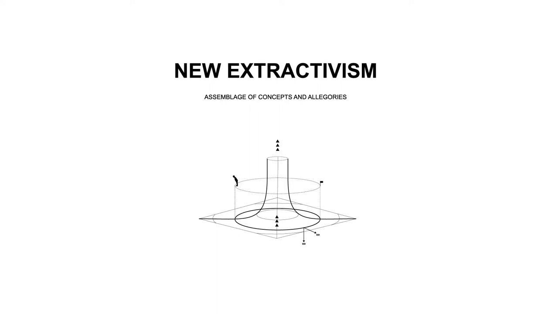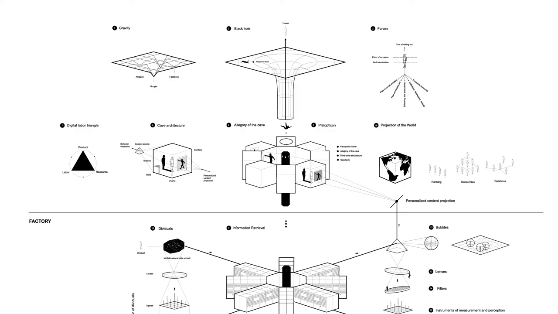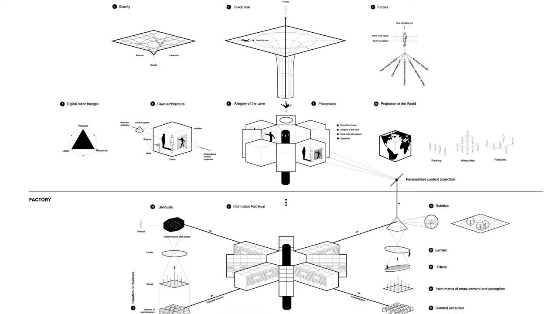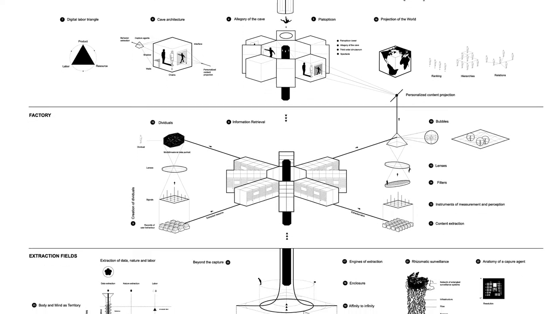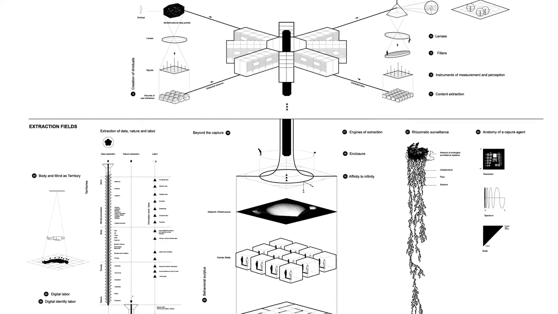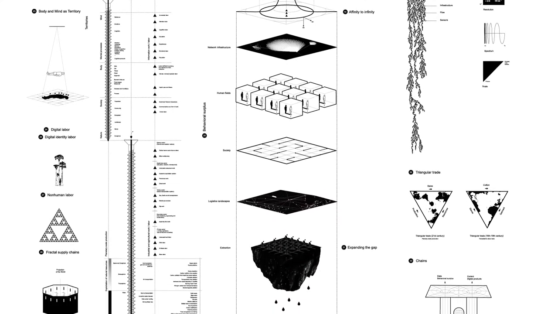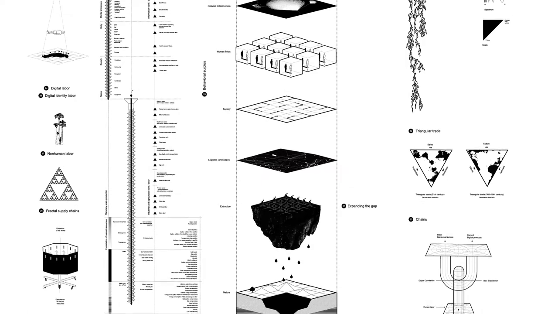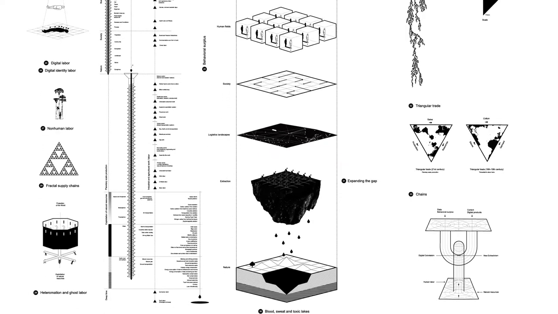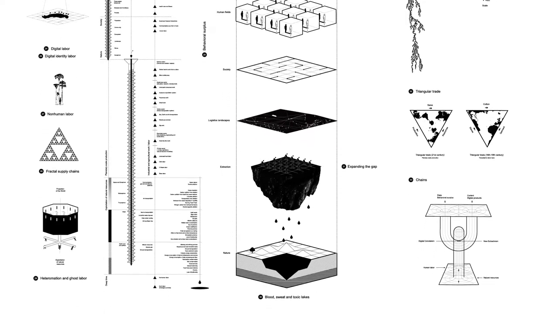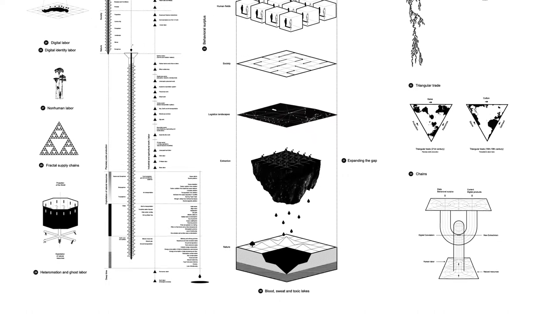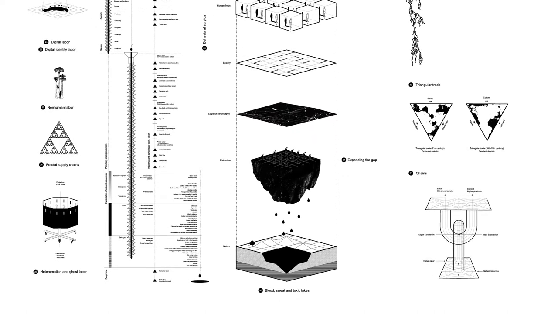New extractivism. An assemblage of concepts and allegories. The word assemblage is usually understood as a collection or gathering of things or people, a machine or object made of pieces fitted together, or a work of art made by grouping together found or unrelated objects. This map and accompanying footnotes are precisely that. One big messy assemblage of different concepts and ideas, assembled into one semi-coherent picture, or let us say a map, a worldview.